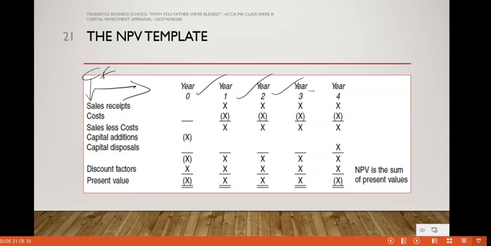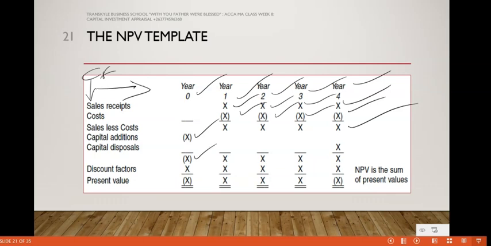Year 0, year 1, year 2, year 3, year 4. Then the sales receipts. Okay, the income we can get. And then the cost which can be incurred. Okay, cost of sales, and so forth. These ones, they are negative, the outflows. And then when we deduct costs from sales, we get some form of profit. And then this is the initial investment, as we have seen there in our previous example. Okay, the initial investment is always negative. Okay, and these are the profits we have calculated above.